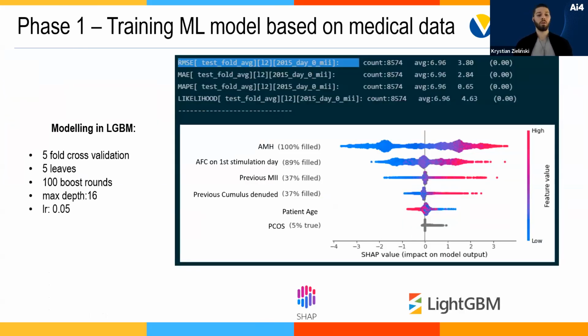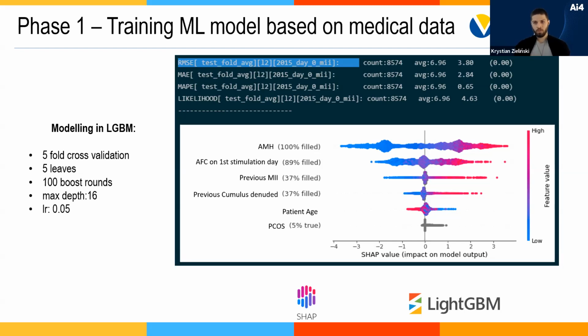So we did the modeling in the LightGBM framework, which is a boosting-based method. As you can see here, we obtained root mean square error around 3.8. And for the explanation of the model, we used the Shapley values. Clearly, from those graphs, you can tell that AMH was the main deciding factor of the prediction, together with AFC on the first day of stimulation. Surprisingly enough, the patient age was not such an important indicator of the number of M2s.